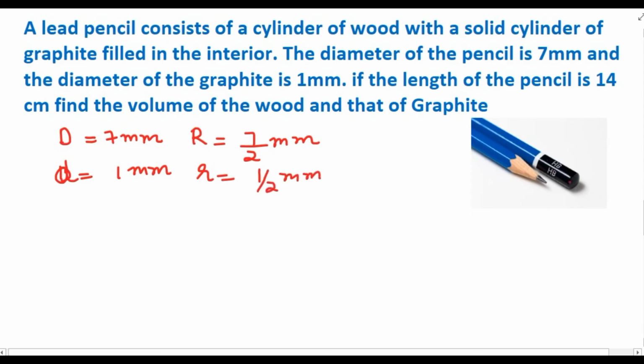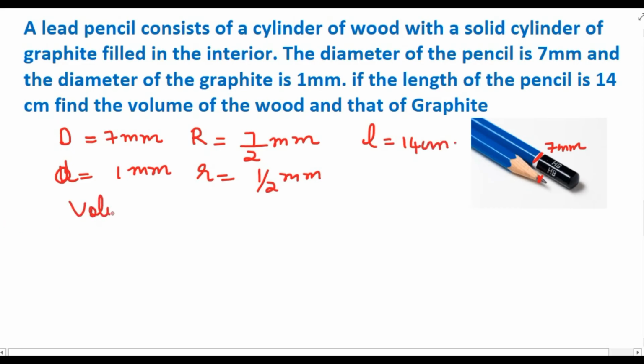So first they have given the diameter of the pencil as 7 mm, then the diameter of this graphite is 1 mm and the radius will be half mm. So we need to find first the volume of wood as well as the volume of graphite. Volume of wood used means the volume of the pencil, external volume minus internal volume. And the length of the pencil is given, L is given as 14 centimeter.